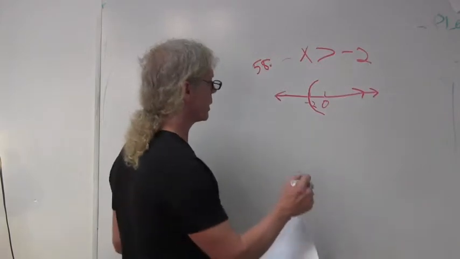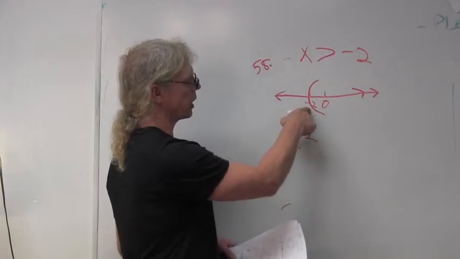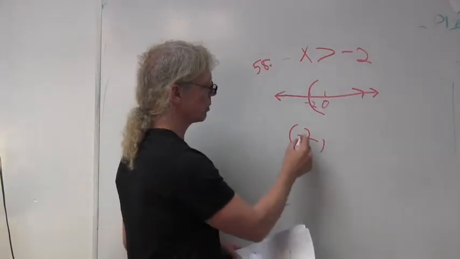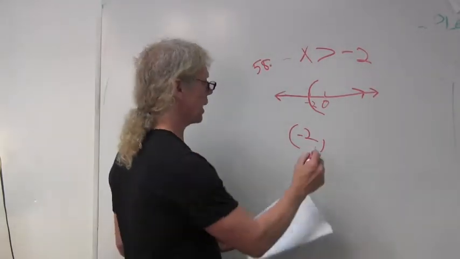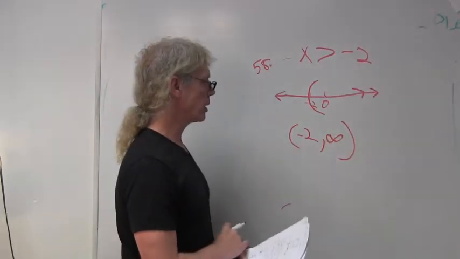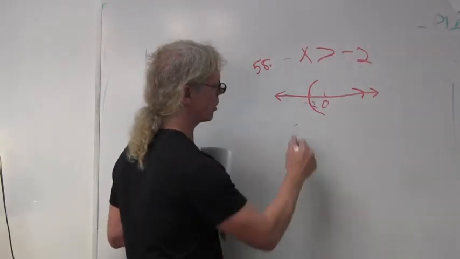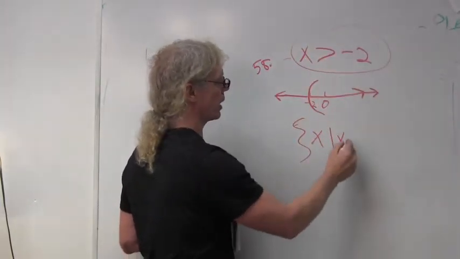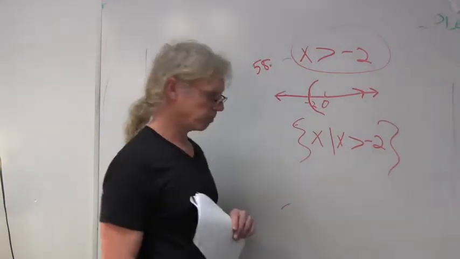We also want the interval notation. I'm going to put a parenthesis, put negative 2 there. This graph helps me write my interval notation because it is going to be greater than negative 2, but not equal to negative 2. And we are going to put positive infinity there with a parenthesis. So that would be the interval notation. And our set notation, we start with our curly brackets, x such that, just refer back up to your solution, x is greater than negative 2. Close curly brackets. That's number 58.